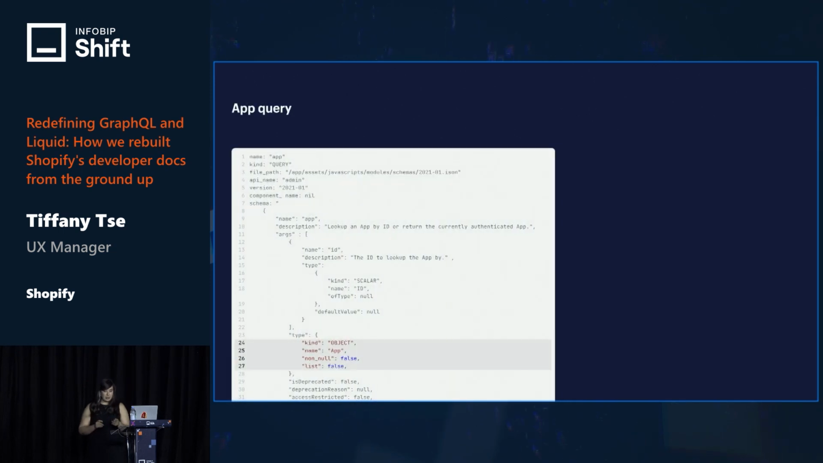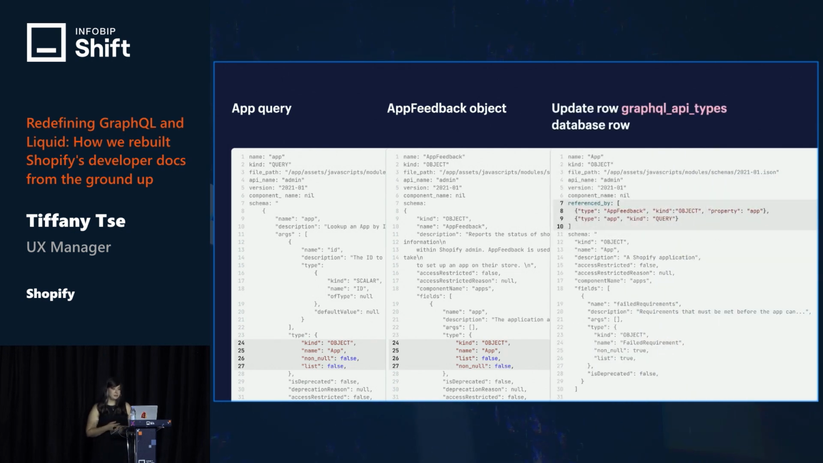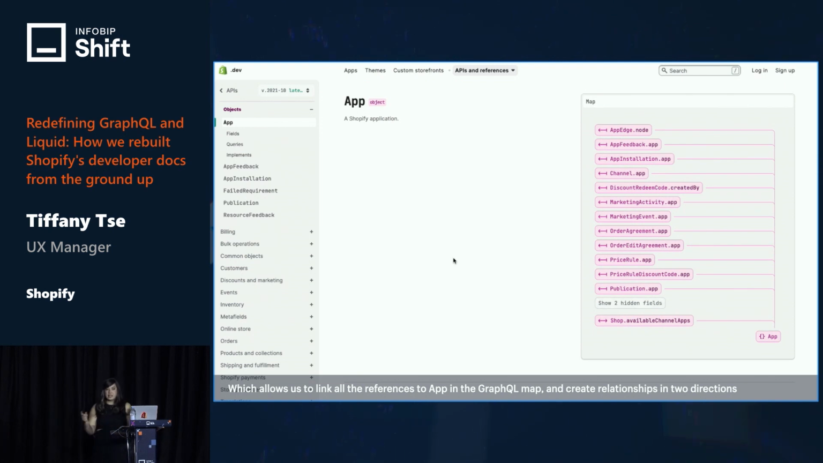So if you look at a couple different types here, both of which reference app. One is app query, the other is an app feedback object. However, in our app object, we don't have any reference back to the app query and the app feedback object. So we need to update the database with that additional information. Which then allows us to link all the references in the GraphQL map and create relationships in two directions between different objects.